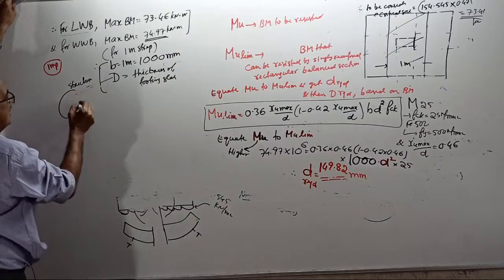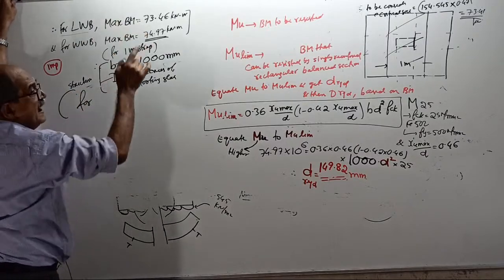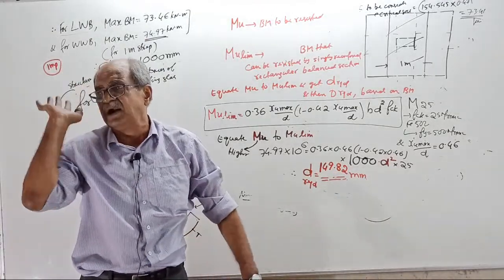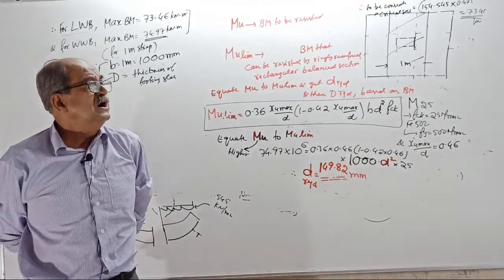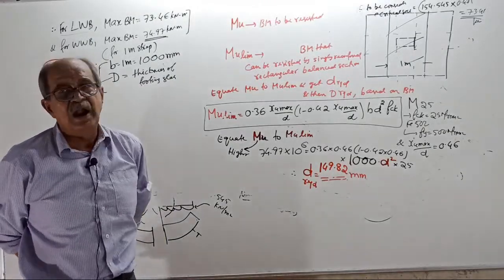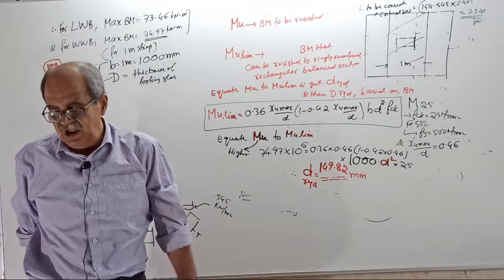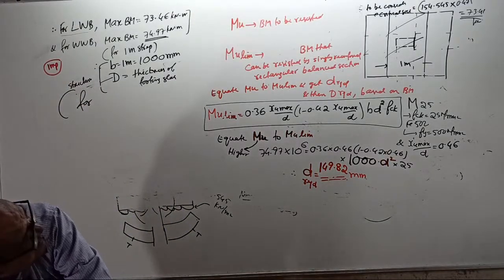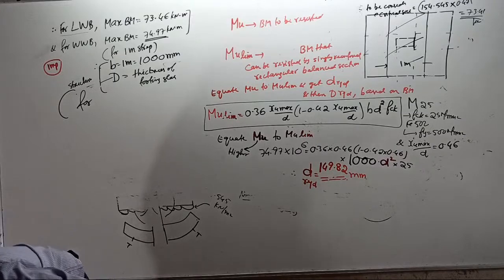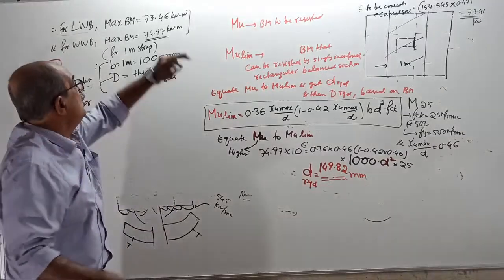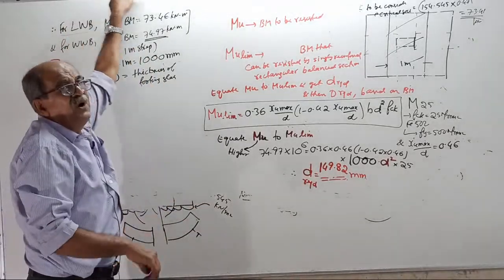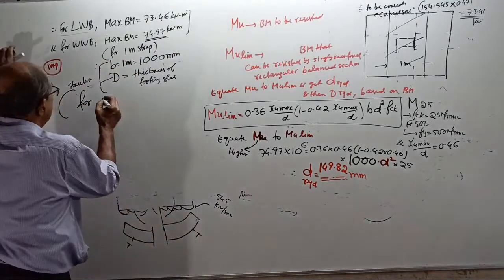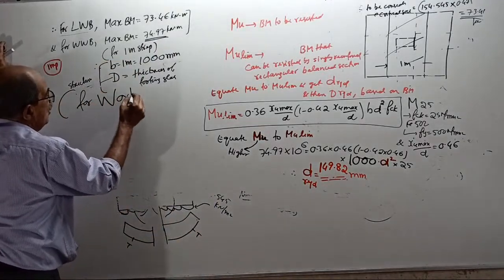These values are for, tell me, that upward pressure we got, is it for working load or factored load? Tell the answer. The upward pressure, 154.545 kN per meter square, is it due to working load or factored load? It is for working load. So whatever BM or shear force you are getting is corresponding to working load.